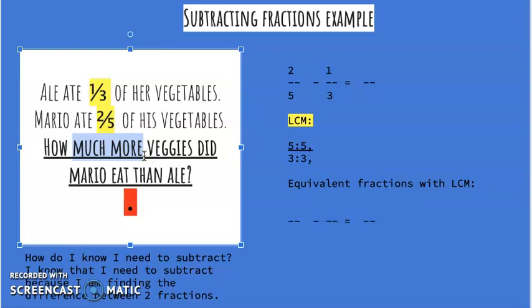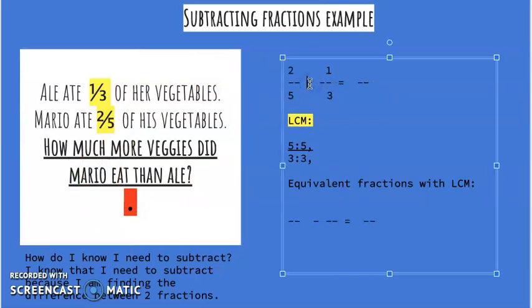So in this case, I already knew that I needed to subtract. And what number am I starting with? I'm starting with Mario's, because they're asking how much more veggies did Mario eat than Ale. So my first fraction is going to be Mario's fraction, and I'm going to subtract from that Ale's fraction. So I already have my expression here, 2/5 minus 1/3 equals something. Well, like we said, we cannot subtract these fractions already because they don't have the same denominators.